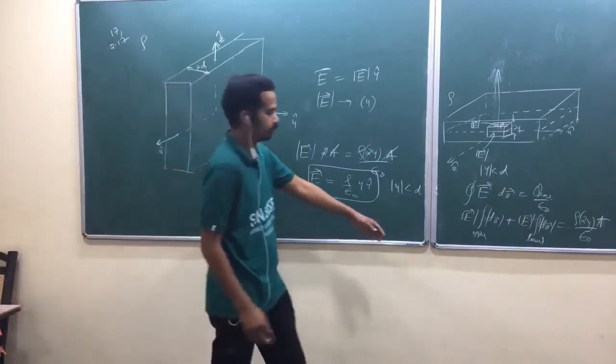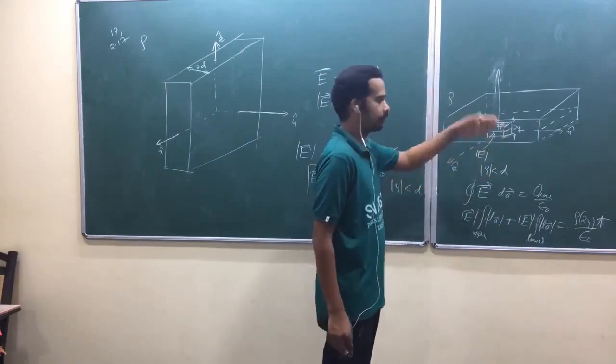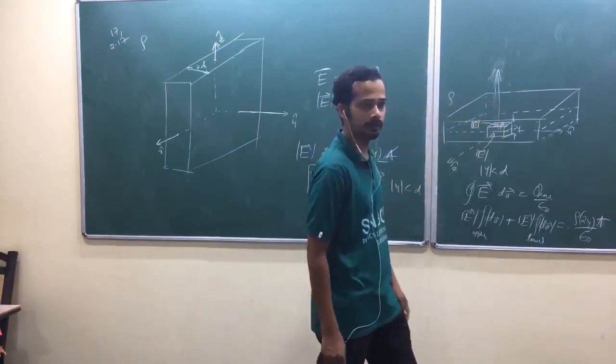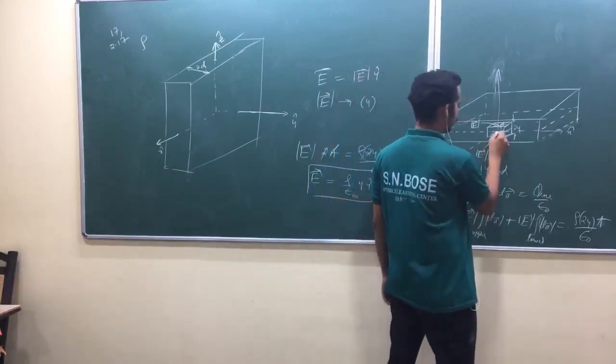Other parts were 0. So here it is a closed integral, but the edge surface we have not considered because it will not contribute any flux. Okay, so this is the below one.